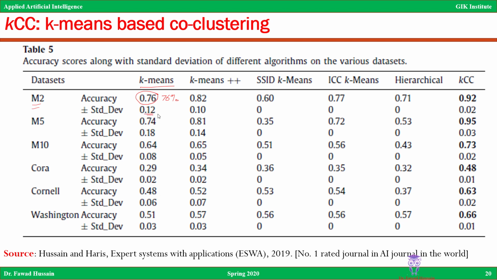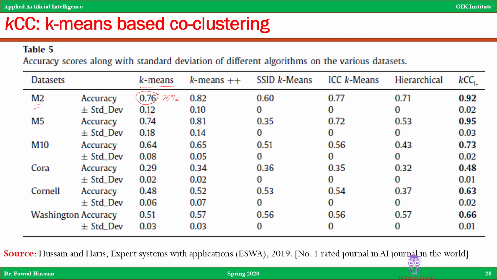So it means that if you run this k-means maybe 10 times on the M2 data set, each time you are going to have a different accuracy, and if you take the average of those 10 accuracies, you are going to end up with 76 with a standard deviation of 12. It means sometime it's going to be maybe 82, 83, and sometime it's going to be 65 as well. So this is the result.